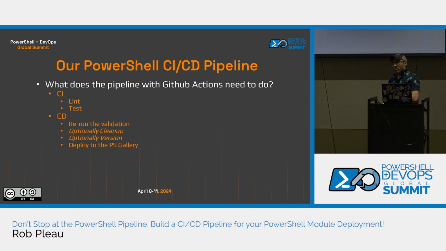So what is the CI/CD, the continuous integration, continuous delivery, for our PowerShell pipeline? I covered this a little bit, but largely what these GitHub Actions are going to do is run a CI. This is basically going to run our linting and testing, so Script Analyzer and Pester. And for the continuous delivery or the deployment, we're going to rerun that validation.